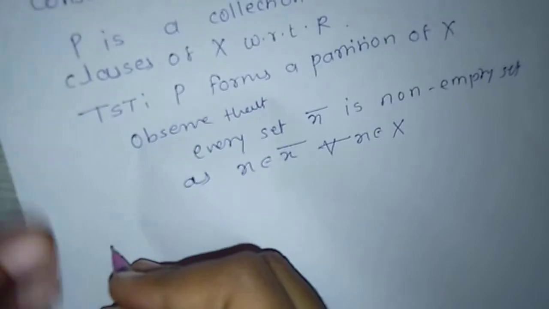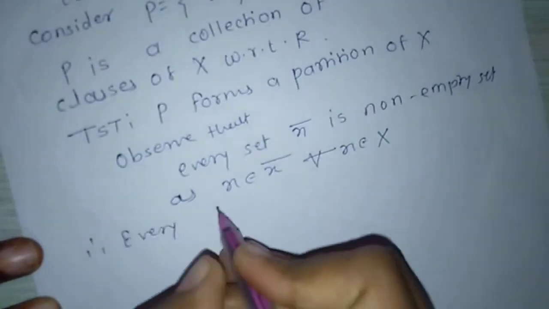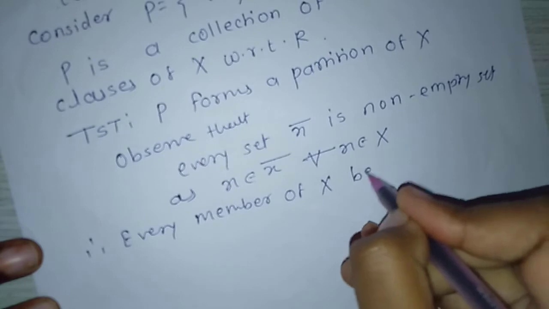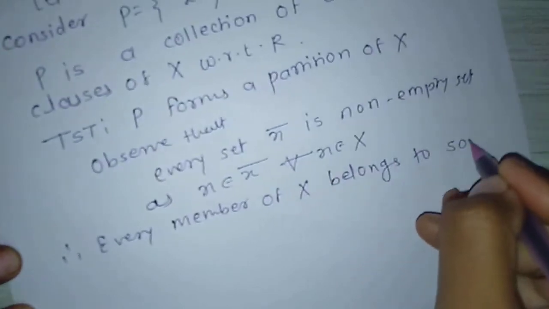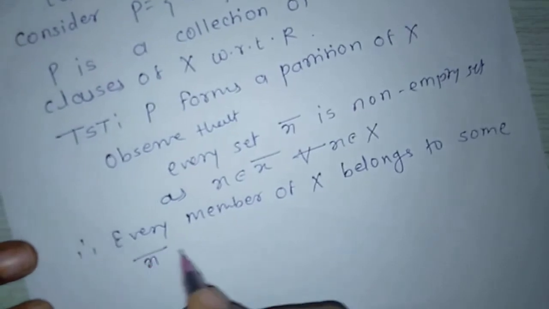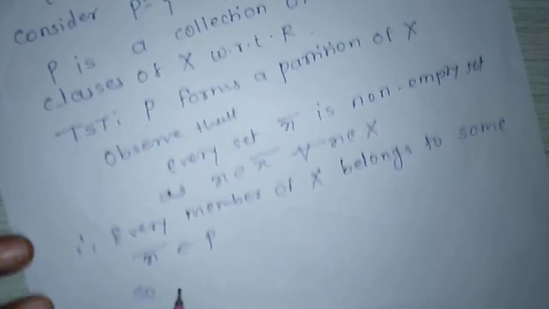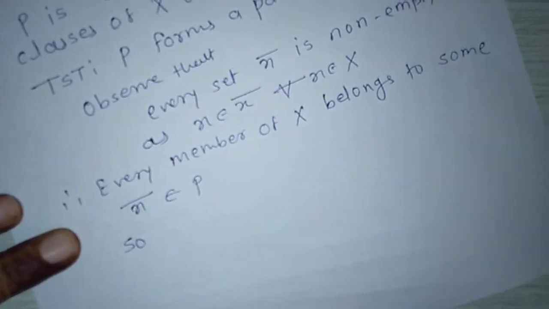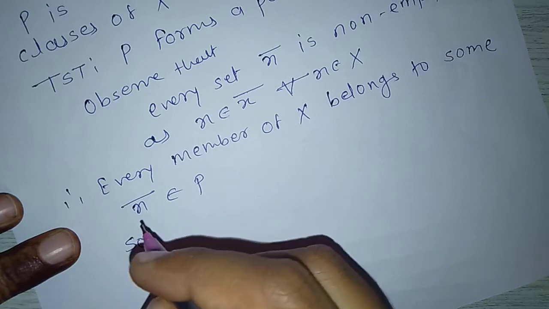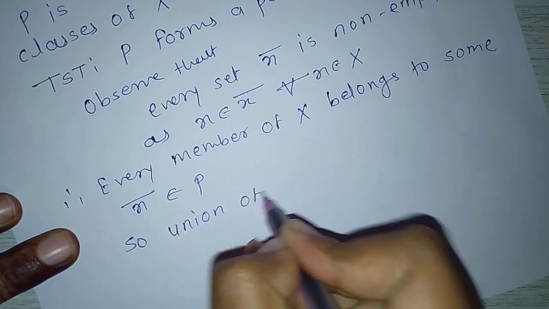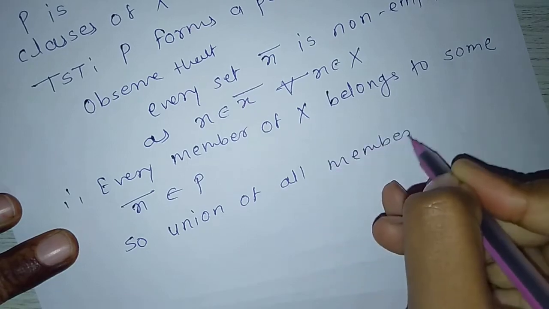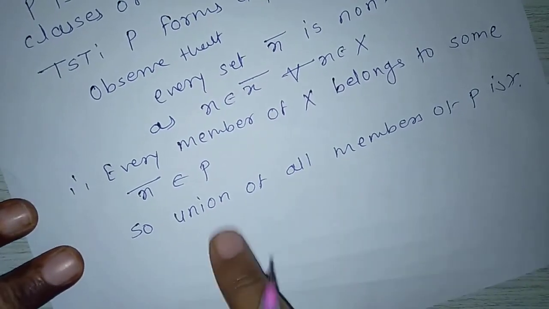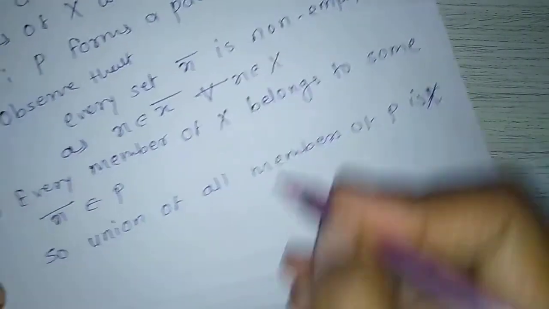Therefore, every member of X belongs to some x bar belonging to P. So, the union of all members of P is X.